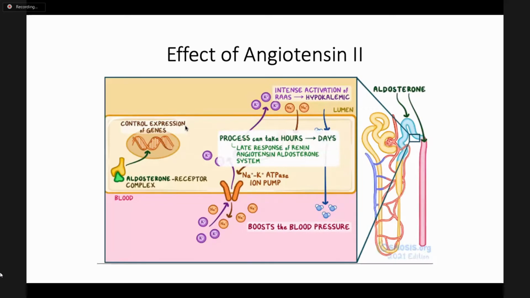Aldosterone does not act directly on the protein channel. It binds to the aldosterone receptor complex, and this will control gene expression. So there will be gene transcription of a new protein. This process will take hours to days. So this is a late response of the renin-angiotensin aldosterone system.